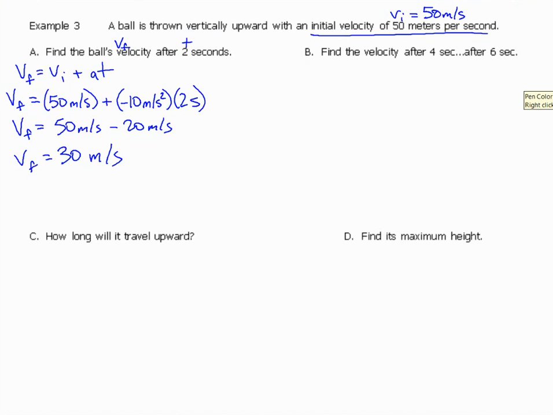So here's what we're looking at. Here's the ground, and we have a ball being thrown with an initial velocity. Here it is after 1 second. Here it is after 2 seconds. Here it is after 3 seconds. How high is this thing going to go? Well, remember, if this is 50, 1 second later it's moving 40, 30, 20, 10, and the max height would be 0 meters per second.